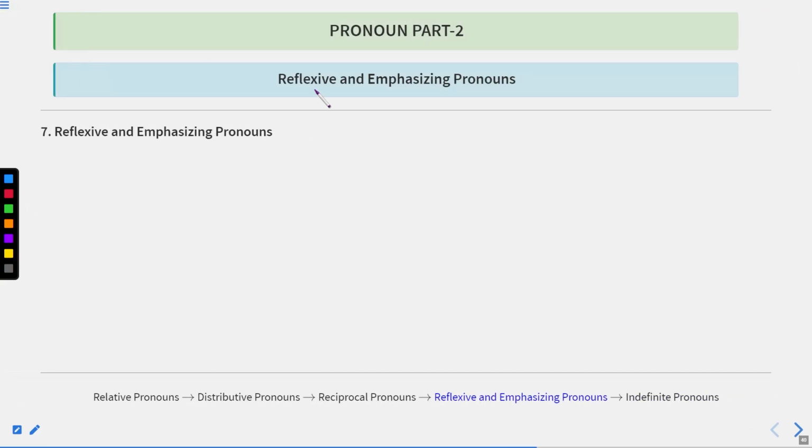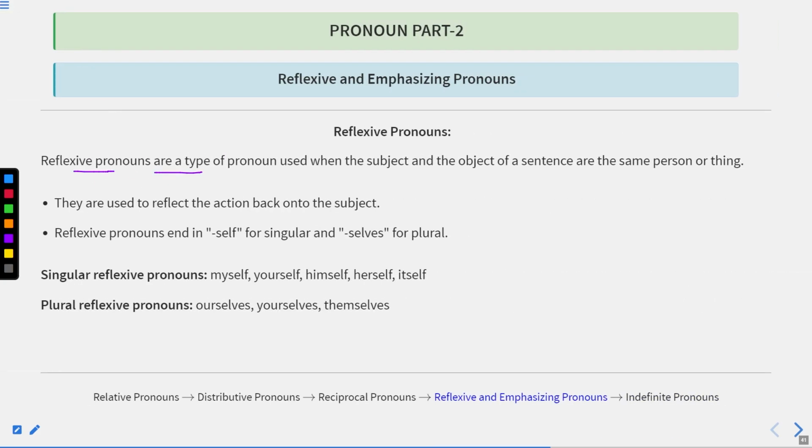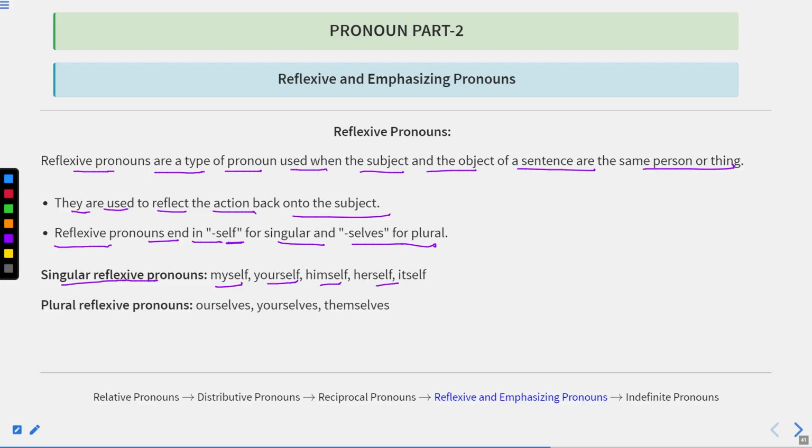Now we'll discuss reflexive and emphasizing pronouns. Reflexive pronouns are a type of pronoun used when the subject and the object of a sentence are the same person or thing. Okay, they are used to reflect the action back onto the subject. Reflexive pronouns end in "self" for singular and "selves" for plural. For example, singular reflexive pronouns are myself, yourself, himself, herself, itself, whereas plural reflexive pronouns are ourselves, yourselves, themselves. Okay.